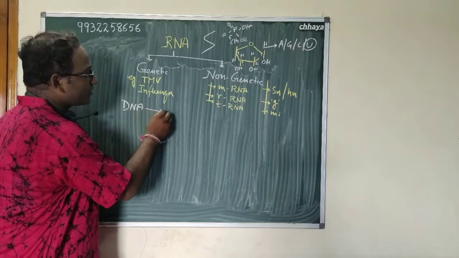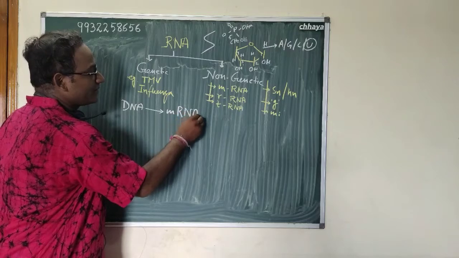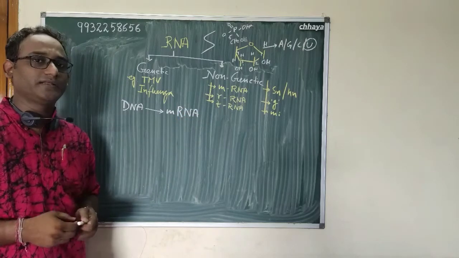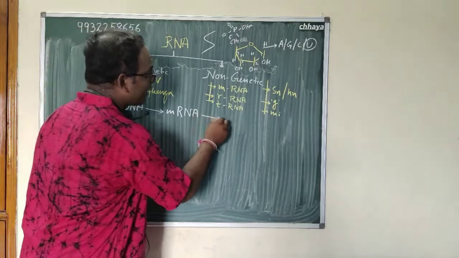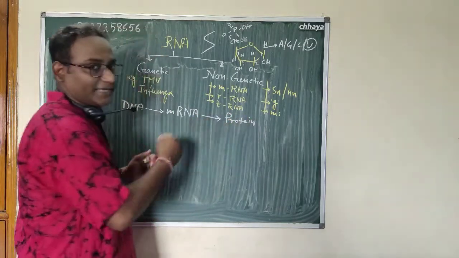DNA needs a helper, and the helper is called mRNA, M for messenger, because all the information DNA has to convey goes via mRNA, that means messenger RNA. Then mRNA is converted to protein, that is the process actually.